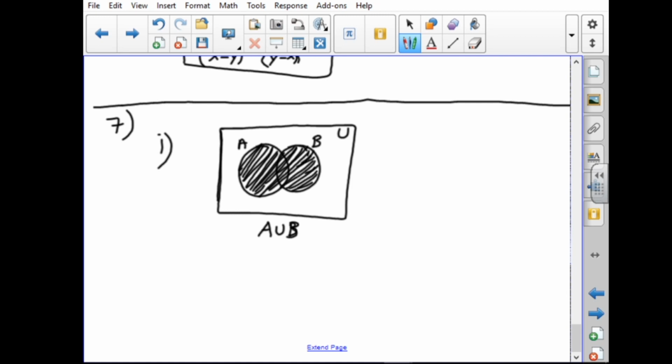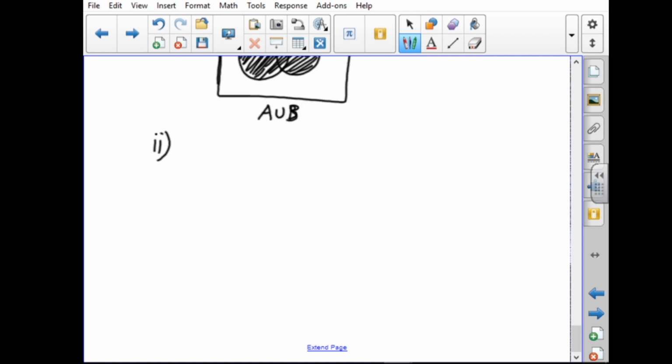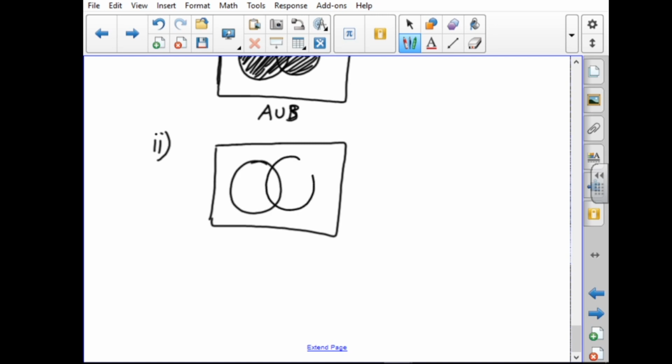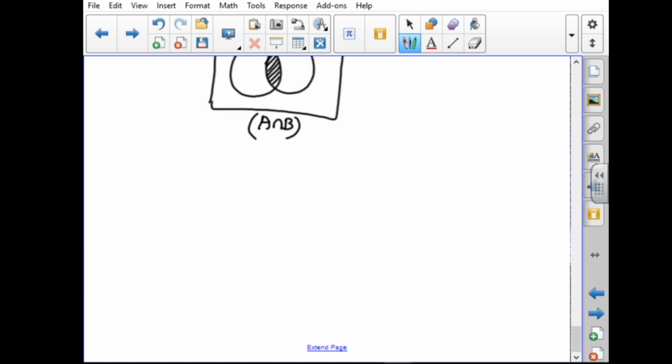Then second one, A intersection B. Intersection means the common part. In overlapping sets, universal set, A set, B set. Compulsorily you should mention the names of the sets. Many of you did not mention the names. This is the common part. The common part is called intersection. This is A intersection B.